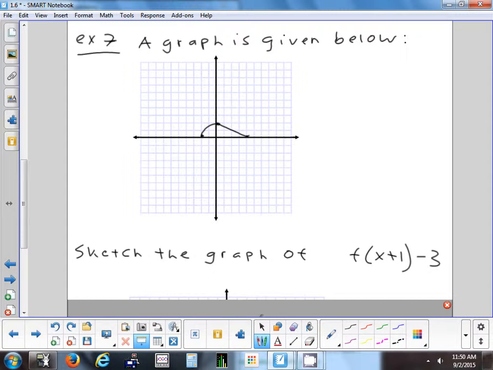You don't have a formula, all you have is a picture. Left 1, down 3. Left 1, down 3. And just connect them the way they were. Okay, so that's just practicing a transformation without a formula.